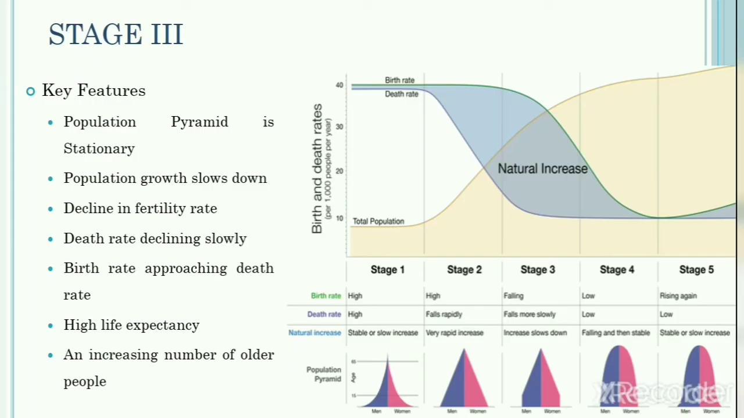The notable features of this stage are that the population pyramid is almost stationary. The population growth started slowing down. The birth rate started declining rapidly, along with a decline in the fertility rate. The death rate was also declining slowly. As a result, the birth rate started approaching the death rate. There was high life expectancy as a result of advances in medicine and science. And now there is an increasing number of older people compared to the younger population.